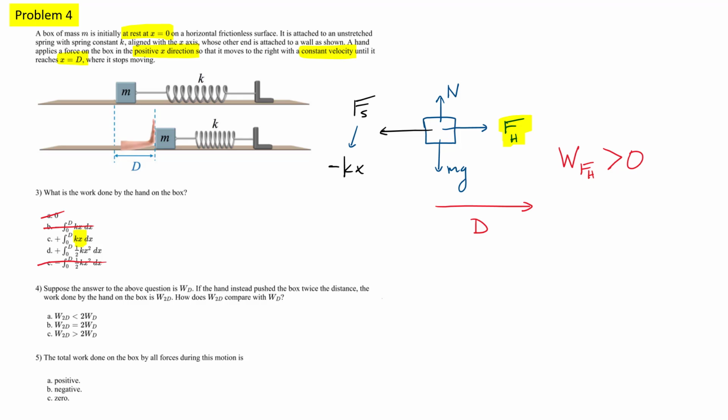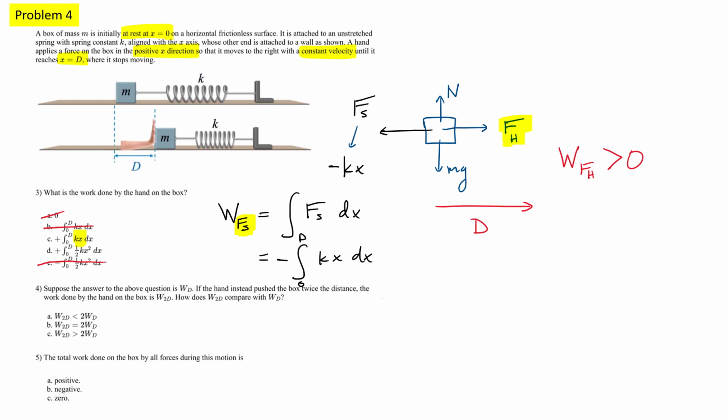If I was looking for the work done by this force of the spring, what I would do is integrate that force of the spring over the distance. In that case, I would have the answer B, which is minus the integral of kx dx, going from 0 all the way to d. But this here is the work done by the force of the spring, which is going to be negative because that force is to the left and the displacement is to the right.